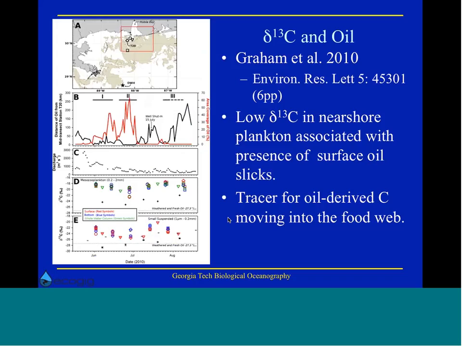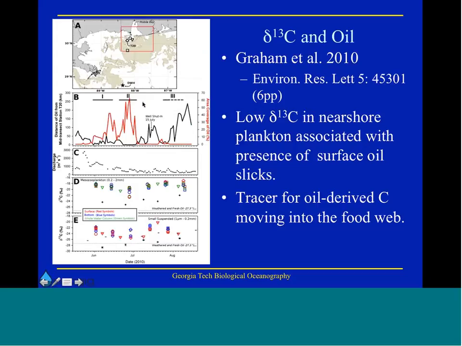So here's an example of how we can use C13 to study the movement of carbon into food webs. This was a very nice study that came out in late 2010, very soon after the Deepwater Horizon spill occurred. We're going to start with that upper panel on the left, panel A. To orient you, Mobile Bay is right here, just above that red box. Here is the Birdfoot Delta, and New Orleans is off to the left of our figure. So the study region for this paper is outlined in red there.